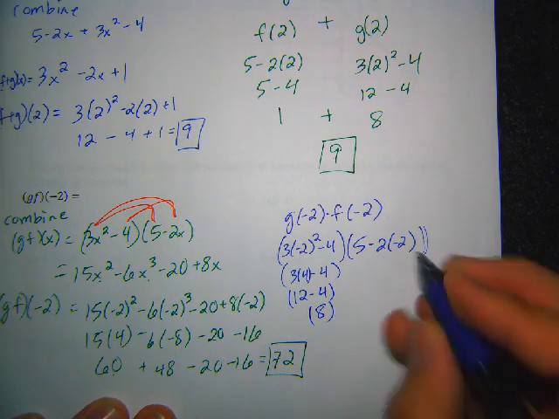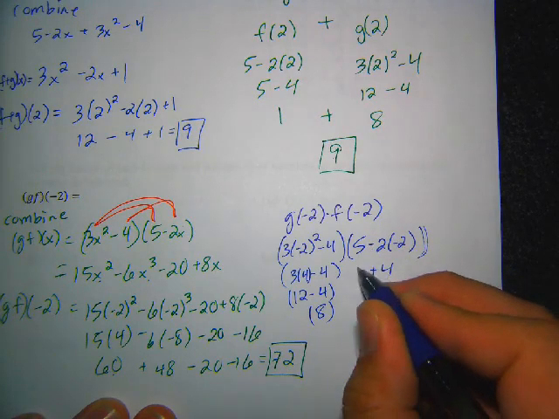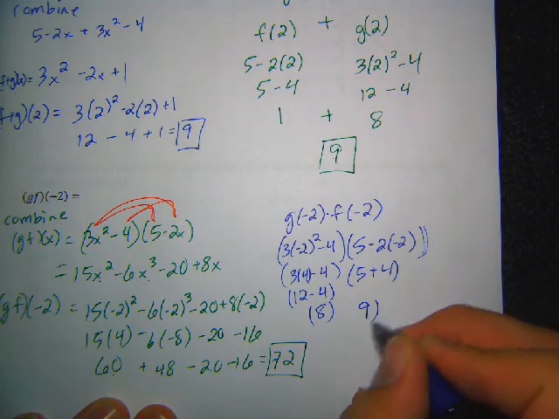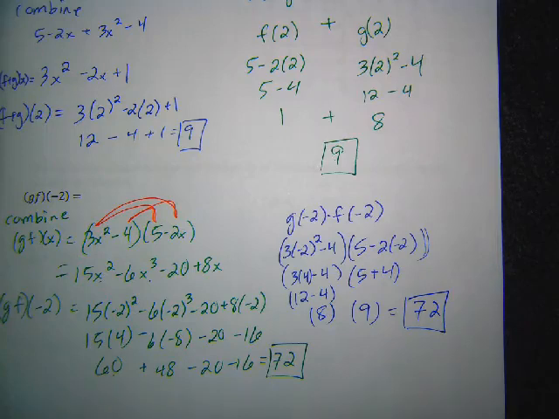That's the first part. For the second part, 2 times 2 gives me 4. Negative negative makes a positive. So I get 5 plus 4, which gives me 9. Right, so 8 times 9, and my answer is 72. So it works both ways. So that's the idea.